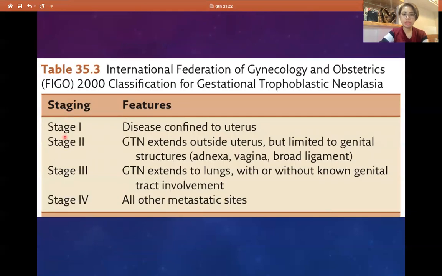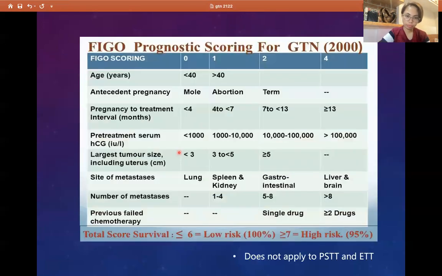So for us to remember the staging, you have to remember that extension to the lungs is not yet stage 4. It's stage 3. Okay. So again, it's stage 1 only if it's confined to the uterus. If it's beyond the uterus but limited to the genital structures, it's still stage 2. But if on chest X-ray there is extension to the lungs, then it's 3, and all other metastatic sites, 4.